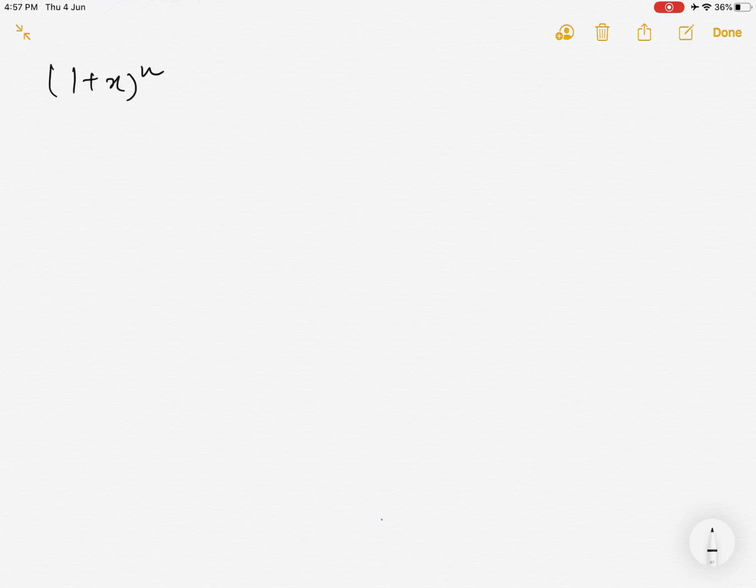So if you have a function like 1 plus x to the power n, right? Then if x is much less than 1, then you can write this thing as 1 plus nx. This is the most important theorem which you will study, right? As far as binomial theorem is concerned, of course. In binomial theorem, this is the most important thing which you will utilize now and then in physics.